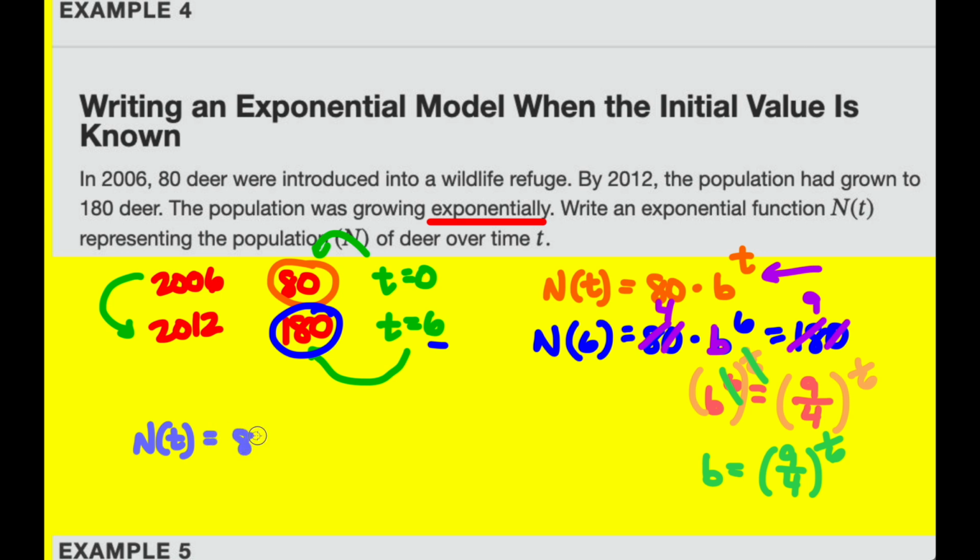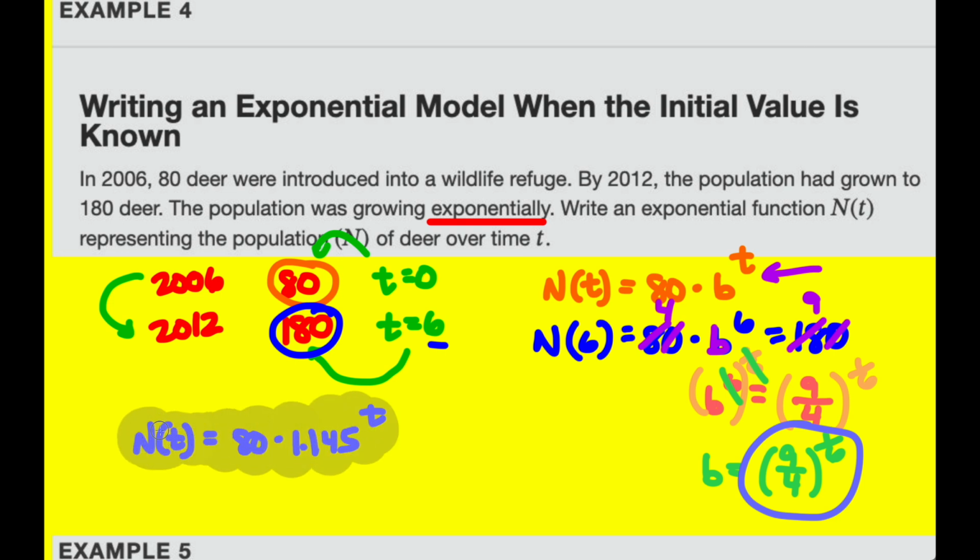I'll try to make sure it says it on the quizzes how to round each time. So this is going to be 80 times. Now I'm going to do 9/4 to the 1/6 power in my calculator, and you're going to get 1.145. So I'm rounding to 3 decimal places there for the b value. So I threw this in my calculator basically to get that value right here. And then it's still raised to the t power, and that's our final answer. So if I plug in 0 for this, I'm going to get 80. If I plug in 6, I'll get about 180 because I rounded, so the answer is going to be rounded, but that's the answer for that one.